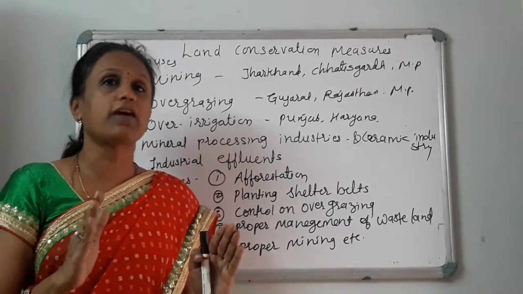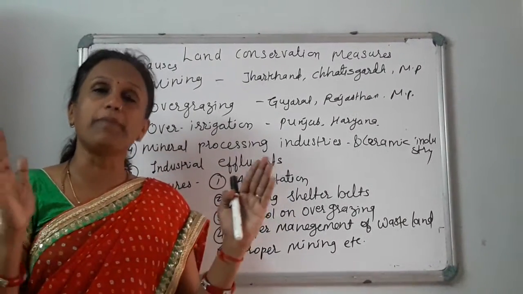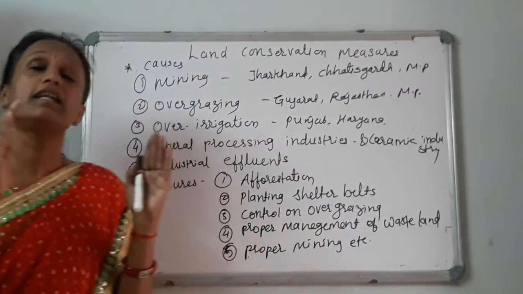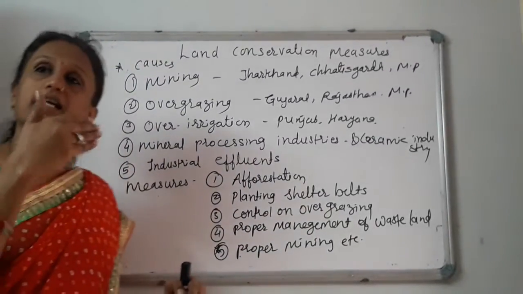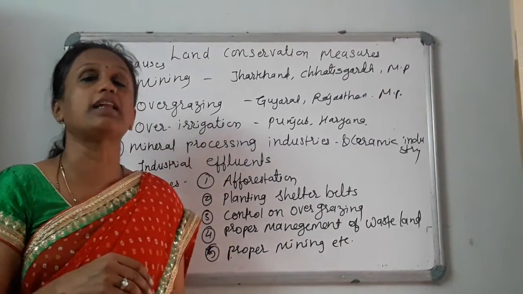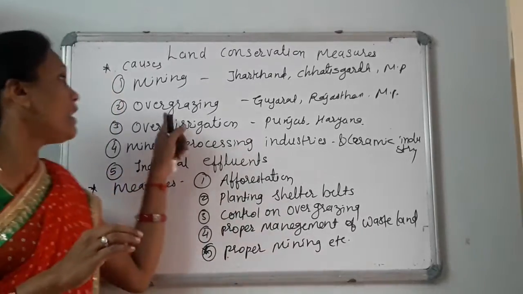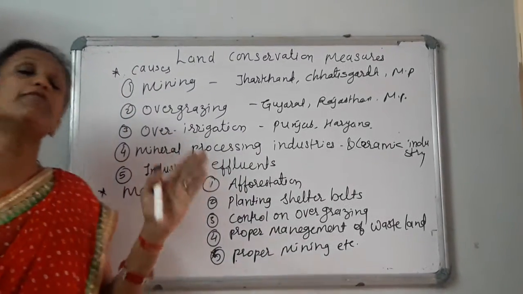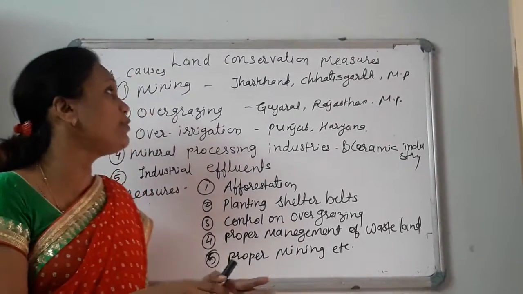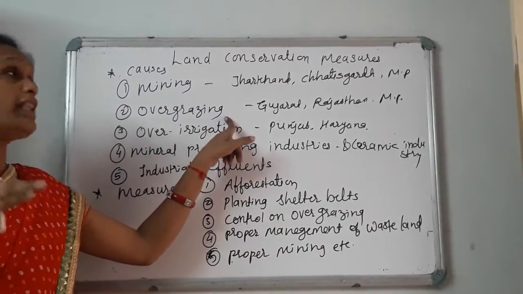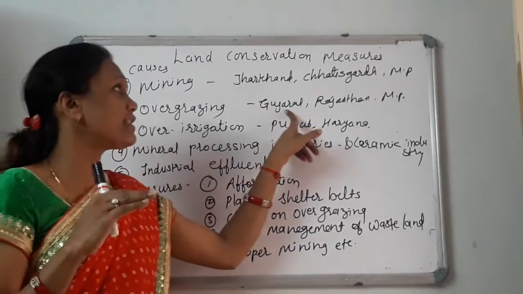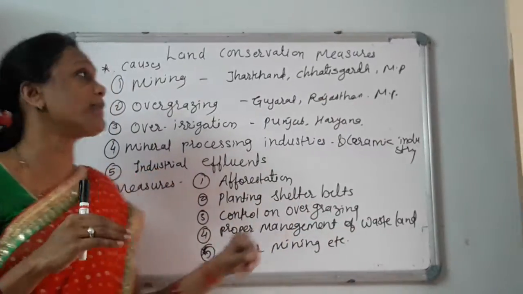As pasture grounds and grazing grounds are limited, that same land is used again and again for grazing cattle or livestock. Livestock और cattle grazing के लिए वो same land again and again use होने की वजह से land degradation हुआ है in the states like Gujarat, Rajasthan and Madhya Pradesh.